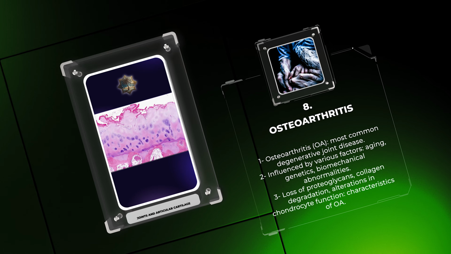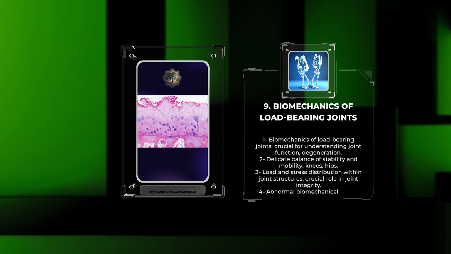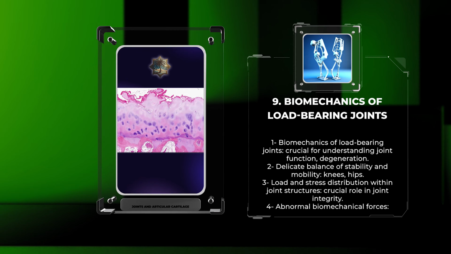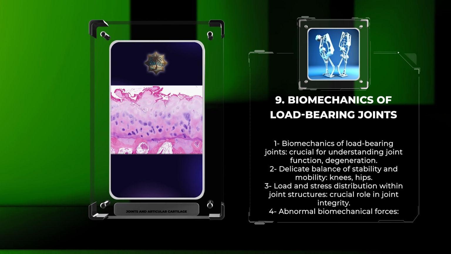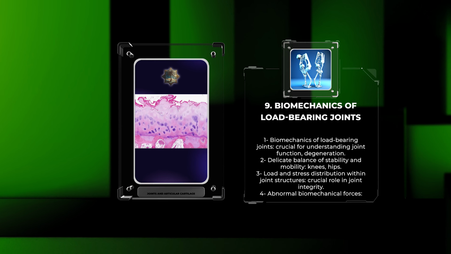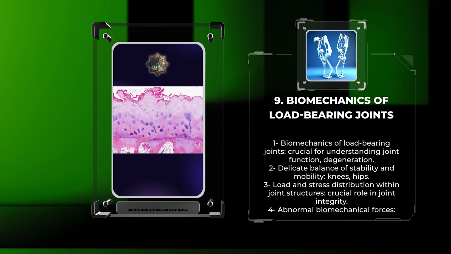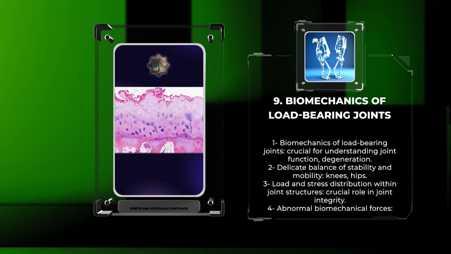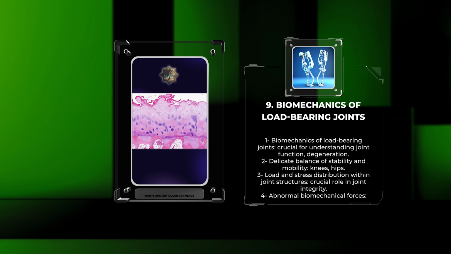The biomechanics of load-bearing joints, such as the knee and hip, are crucial for understanding joint function and degeneration. These joints experience significant forces during movement and require a delicate balance of stability and mobility. The distribution of load and stress within the articular surfaces, menisci, ligaments, and other joint structures plays a crucial role in joint integrity. Abnormal biomechanical forces, such as excessive loading or abnormal joint alignment, can alter the mechanical environment and lead to articular cartilage degeneration. By studying load-bearing joint biomechanics, we can gain insights to develop preventative strategies and better manage joint disorders.